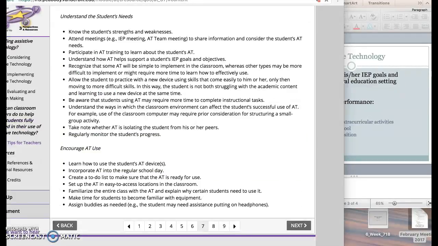So for this next section, you can pause the video for these different areas, or you can go to the website as well and take a look. This is on Tips for Teachers, which is page 7.